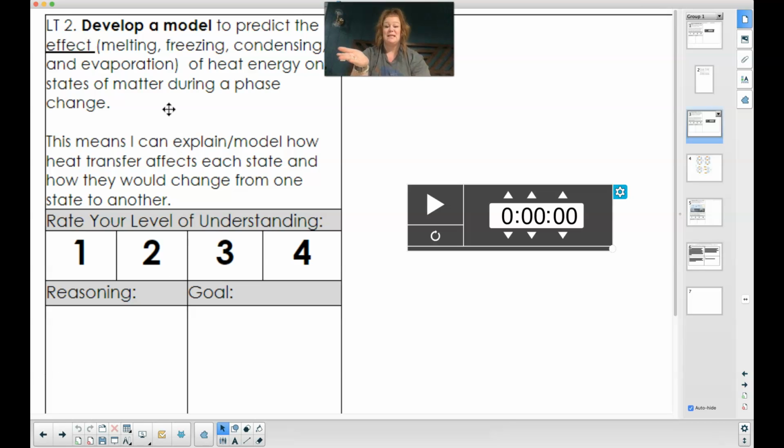So I should be able to see all 4 of these changes happening, and you should be showing me what happens to their heat energy. Is heat added or is heat taken away to create those changes? So go ahead and draw your models and explanations here, and then pause and do that and come back when you are ready to see the examples.